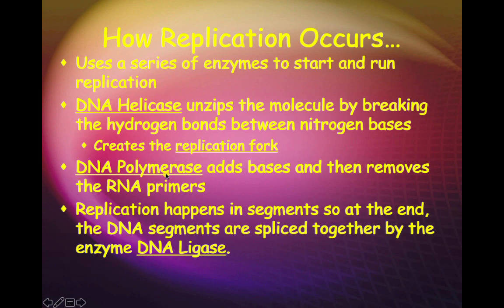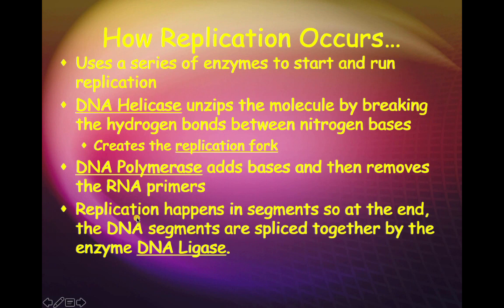Now, once the DNA helicases have unzipped a section of the DNA, DNA polymerase is going to come in. And it's going to add bases, that would be the nitrogen bases, adenine, thymine, guanine, and cytosine, based on whatever half is there. So if it unzips the DNA and there's a thymine there, then it's going to bond a new adenine nucleotide, and then remove these RNA primers, which are basically placeholders.